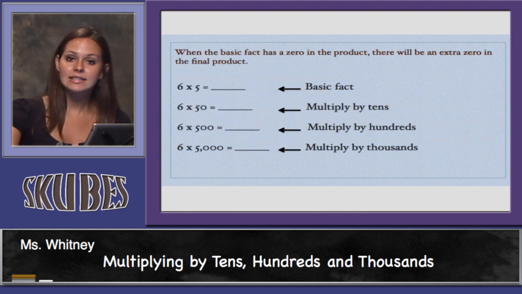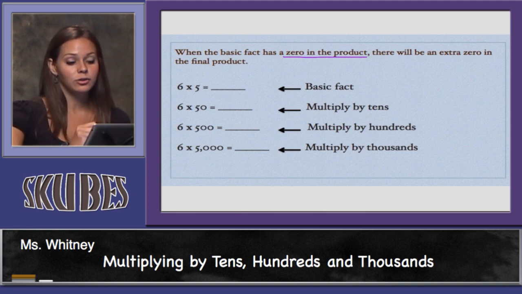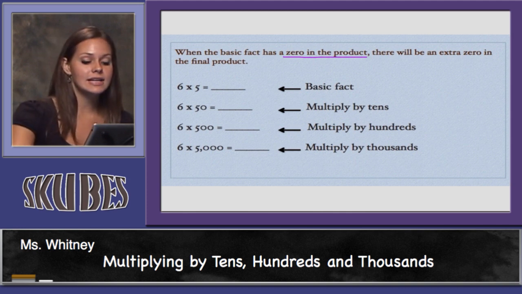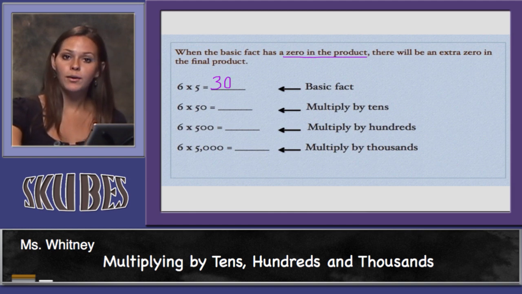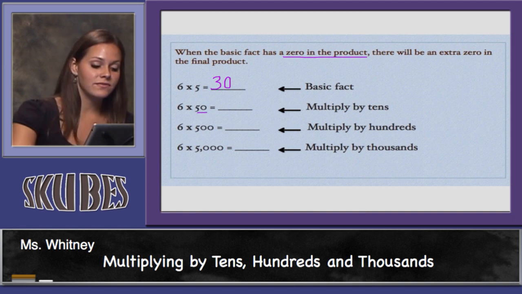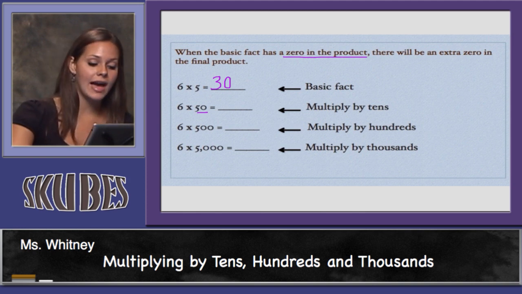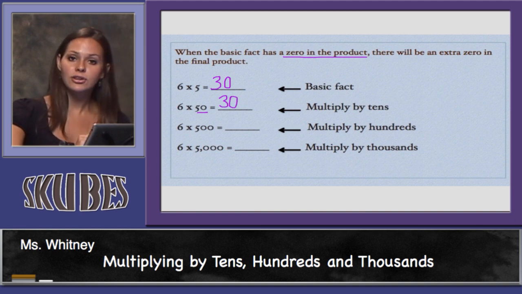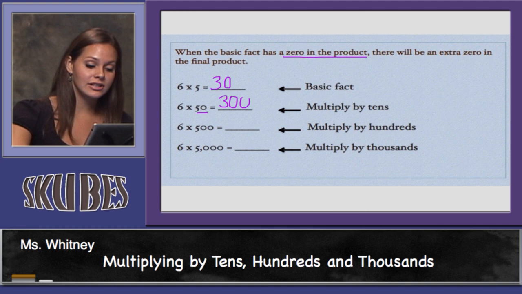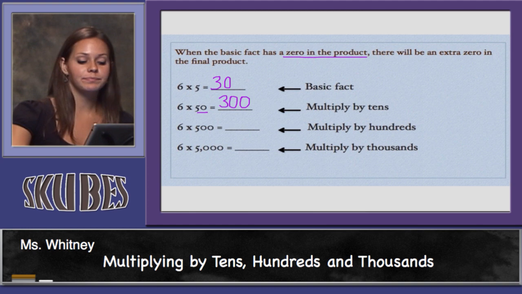When the basic fact has a 0 in the product, there will be an extra 0 in the final product. For example, 6 times 5 is equal to 30. There is a 0 in the product of my basic fact. So when I look at 6 times 50, I've added 1 0 to the factor 5 from my basic fact. I'm going to write 6 times 5 is 30, and then add the extra 0 at the end. So 6 times 50 equals 300.